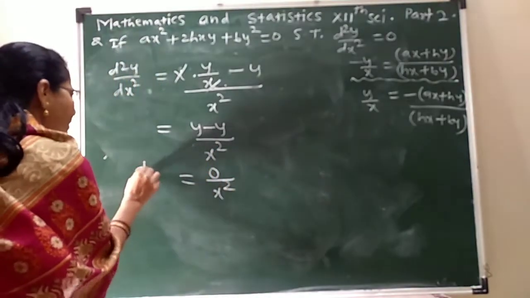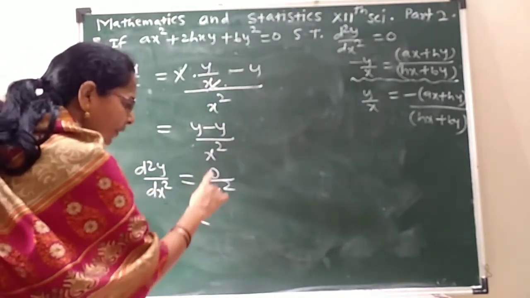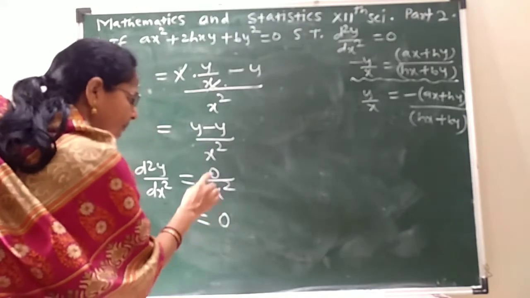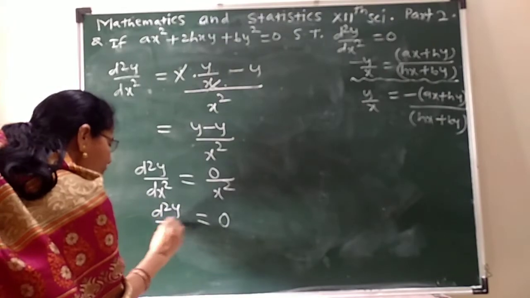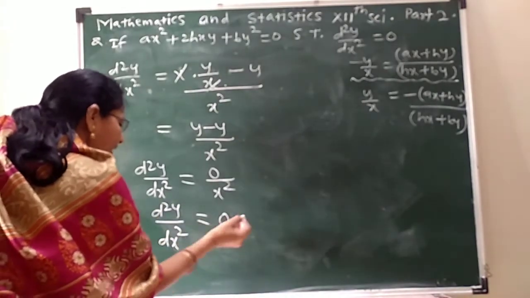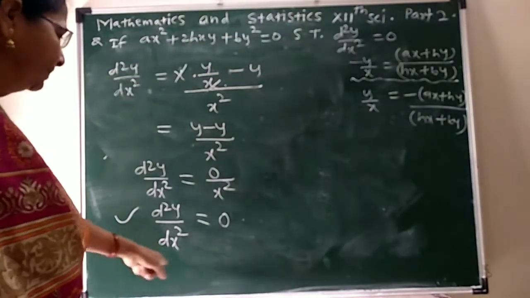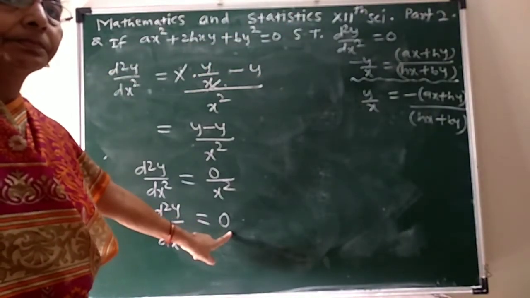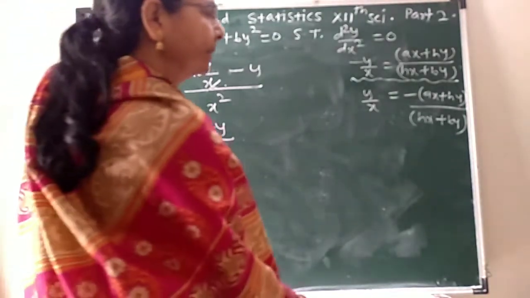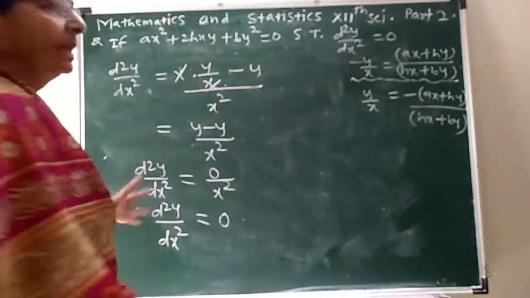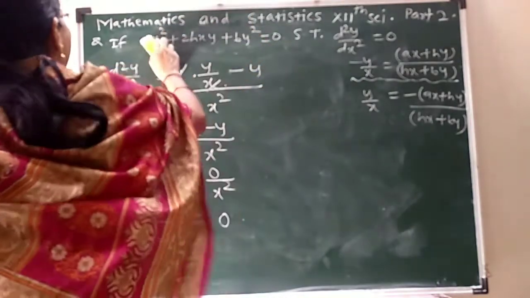Now this is d2y by dx square: 0 upon x square is 0, and this side is d2y by dx square. We wanted to show d2y by dx square is equal to 0. Remember, this question is very important, which is solved in two steps. Remember, the splitting step and taking the derivative. Next is the next question.